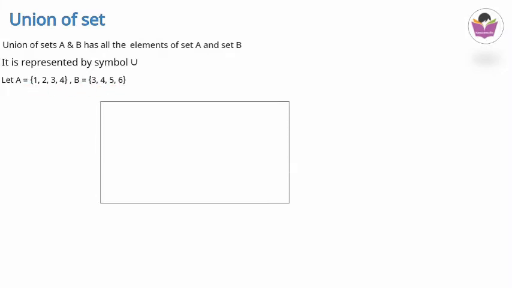Let's take an example that A is equal to the set of 1, 2, 3, 4 and B is equal to the set of 3, 4, 5, 6. Here I am taking common counting numbers because it is easy to understand. For making the concept clear, simple examples are enough. Now how do we represent union of set by using Venn diagram? So let's use Venn diagram here.